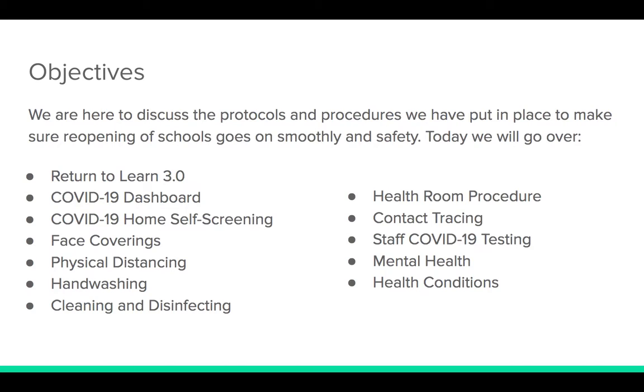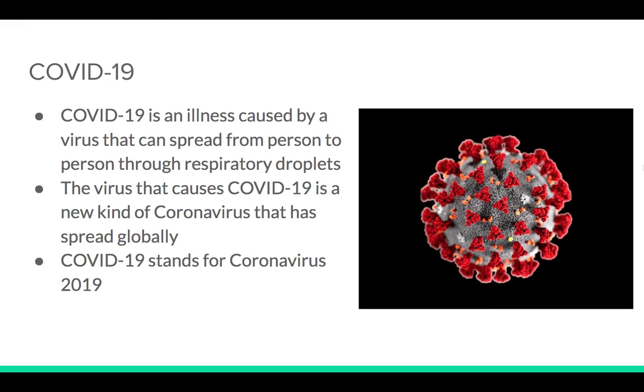So the objectives of this presentation are to discuss the protocols and procedures we have put into place to make sure the reopening of schools goes on smoothly and safely. Today we're going to be going over the Return to Learn 3.0 website, the COVID-19 dashboard, the COVID-19 home self-screening tool, face coverings, physical distancing, hand washing, cleaning and disinfecting, health room procedure, contact tracing, staff COVID-19 testing, mental health, and health conditions.